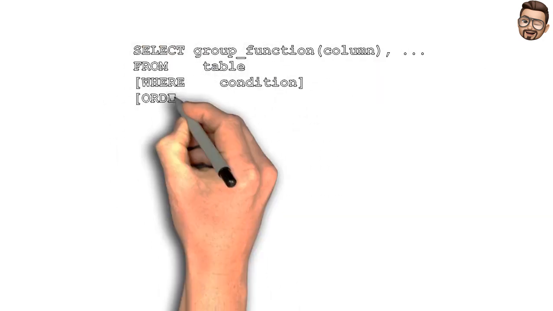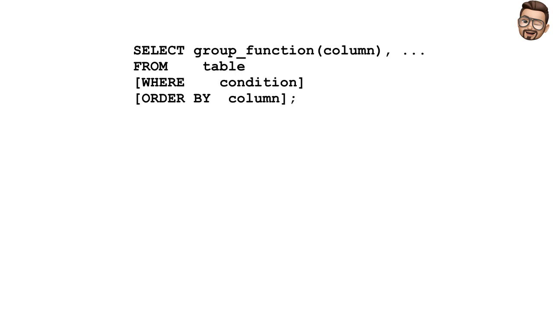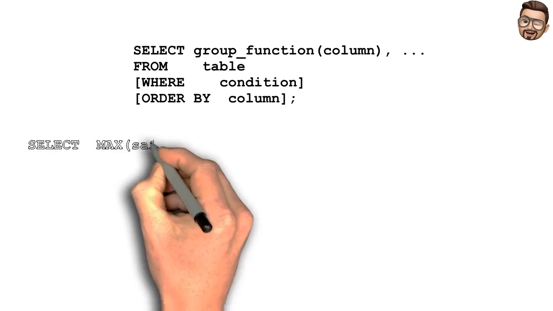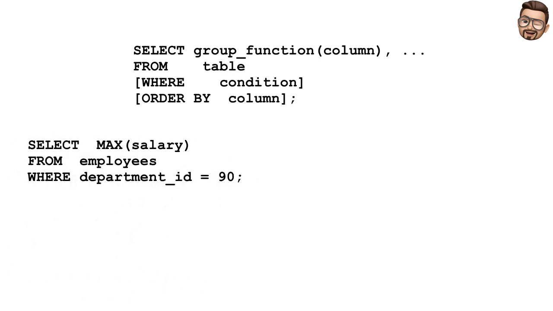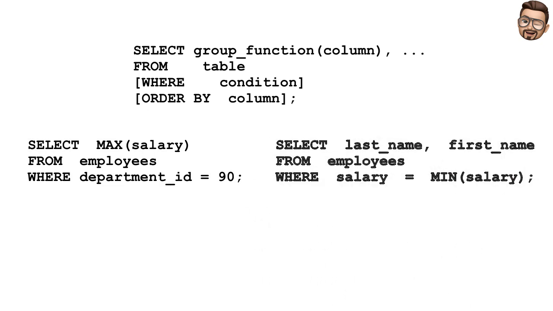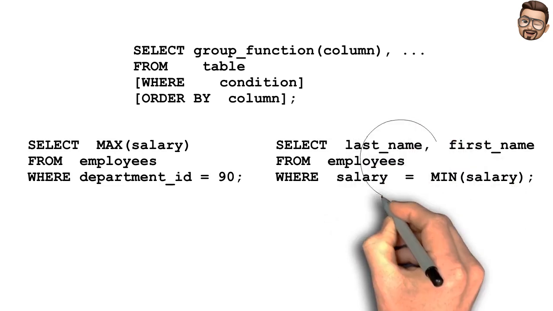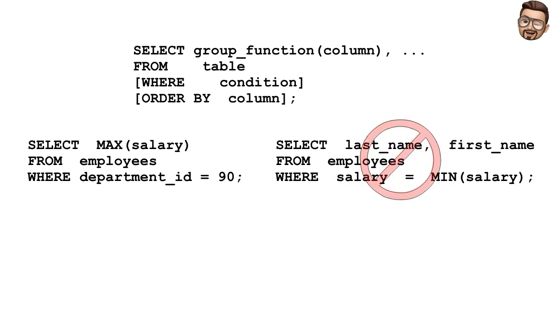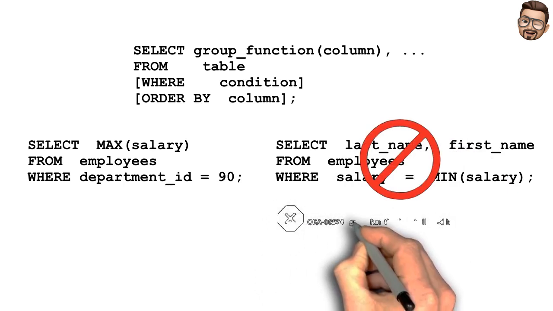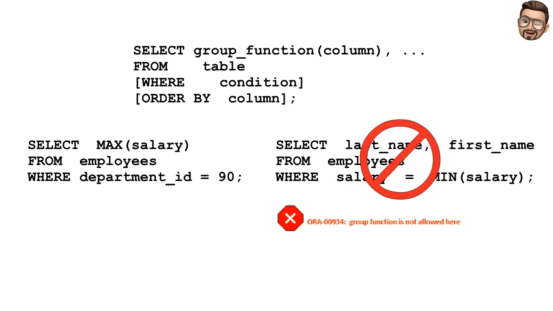Let's take a look on the syntax. We have select group function, parenthesis column, from table, where you put the condition, or the by you put the column to be sorted by the SQL. For example here, select maximum salary from employees, where department ID equals to 90. However, if you take a look, the second SQL, select last name, first name from employees, where salary equals to minimum salary. This one would be wrong, because why? Group function cannot be used in the where clause. Let's take a look on the example.